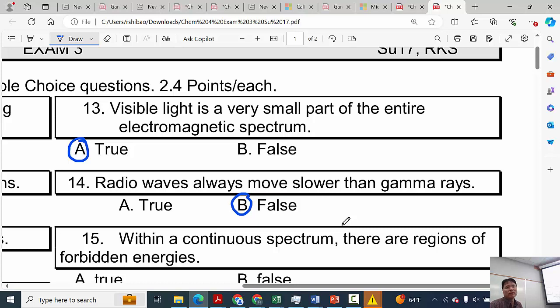Radio waves have longer wavelength. Gamma rays have shorter wavelength. Gamma rays have higher frequency. Radio waves have a lower frequency.